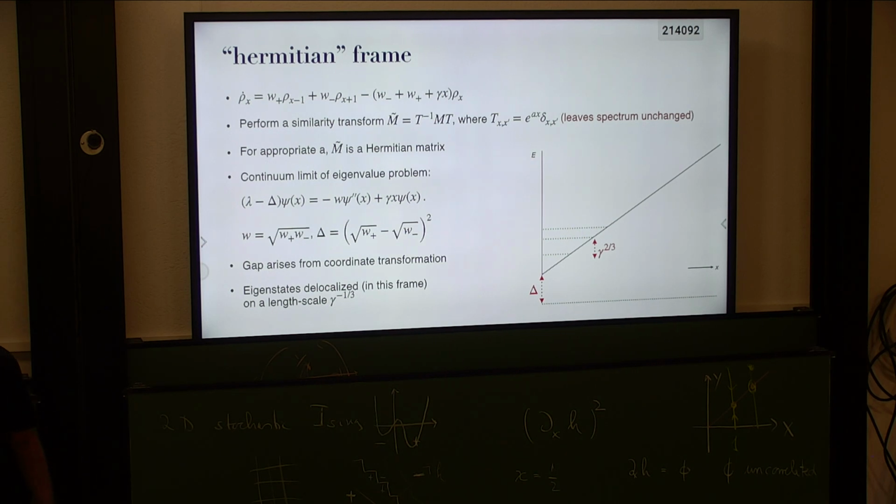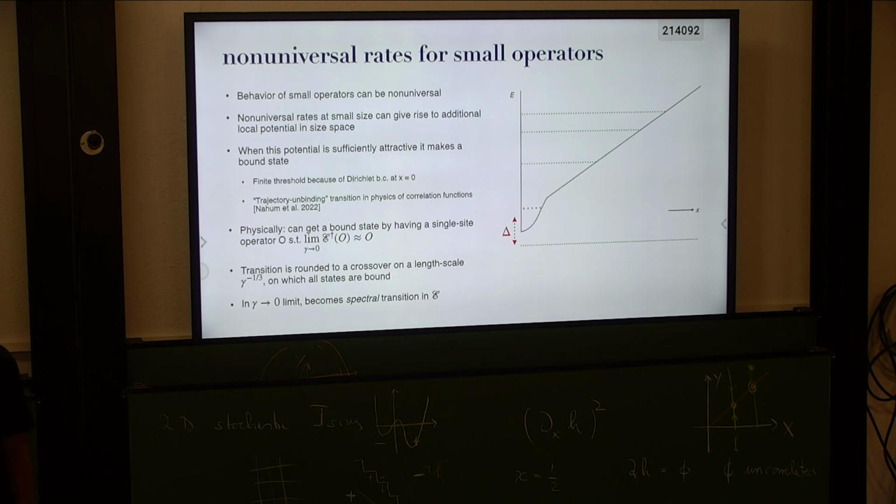So that's how this works. And I'm not going to talk about this in detail, but in fact, the behavior at very small operator size is non-universal, and you can also have, in addition to this overall area potential, some kind of local structure that puts a bound state inside near the origin. So in principle that could give rise to a sort of phase transition where the bound state is either there or not there, and it has a threshold for arising.